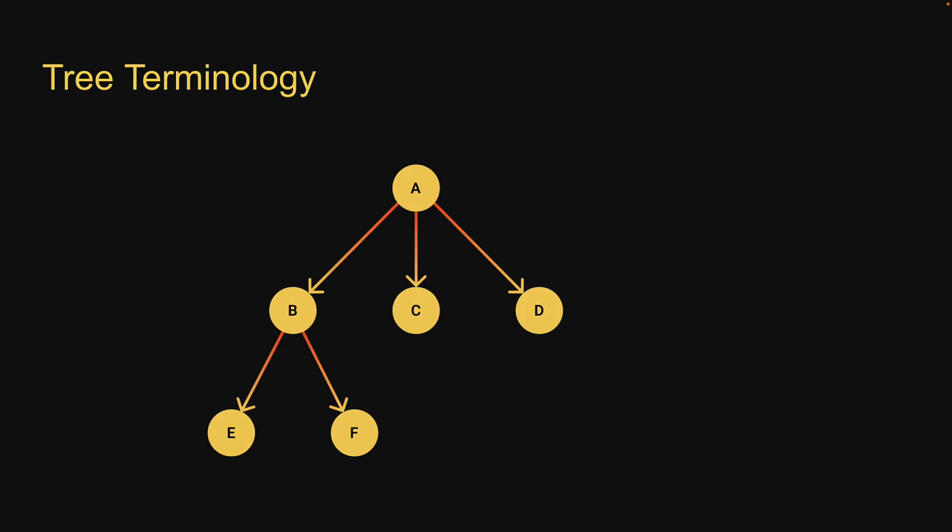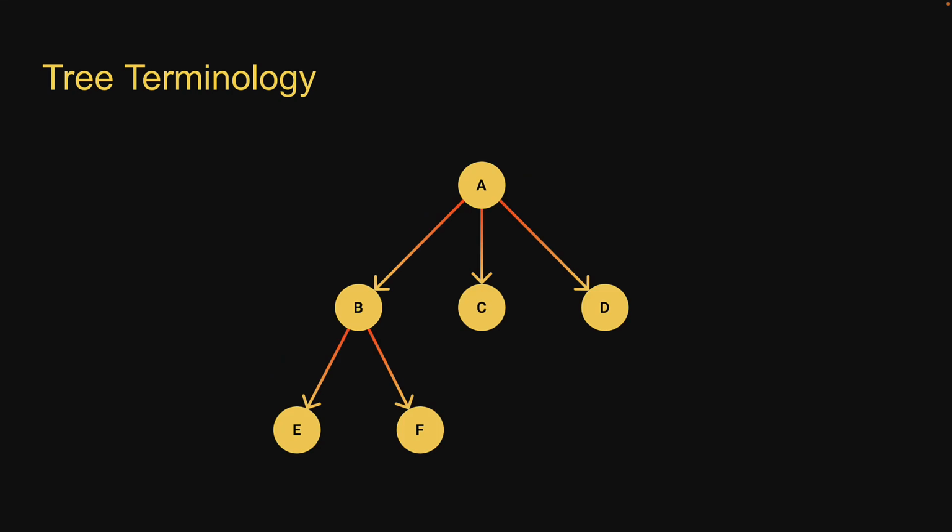Apart from nodes and edges, there are quite a few terms and properties of a tree you should be aware of. Let's learn them one at a time. First up, parent and child nodes. A node that is an immediate predecessor of any node is called a parent node. A node that is an immediate successor of a node is called a child node. For example, A is the parent and D is the child.